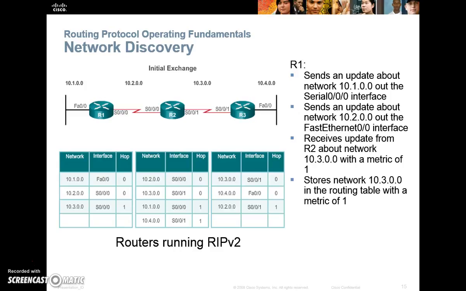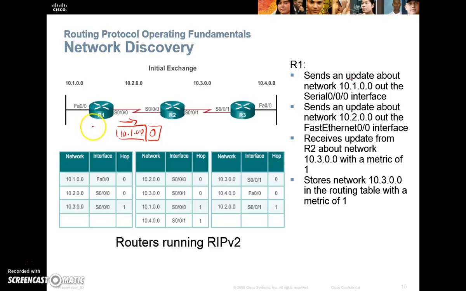The next step, they will start to exchange routing protocol messages. They will send and receive routing updates from their neighbors. So let's look at R1 first. R1 will send an update, and the update packet will say that I'm connected to 10.1.0.0, and it is 0 hops away. We will send it to R2.